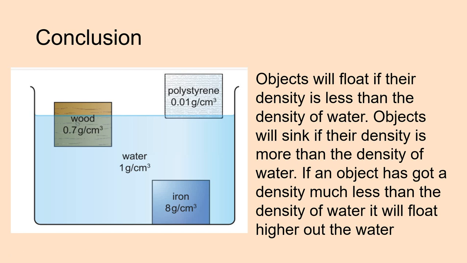This is my conclusion. Objects will float if their density is less than the density of water, like the polystyrene and the wood. Objects will sink if their density is more than the density of water. If an object has a density much less than the density of water, it will float higher out of the water.